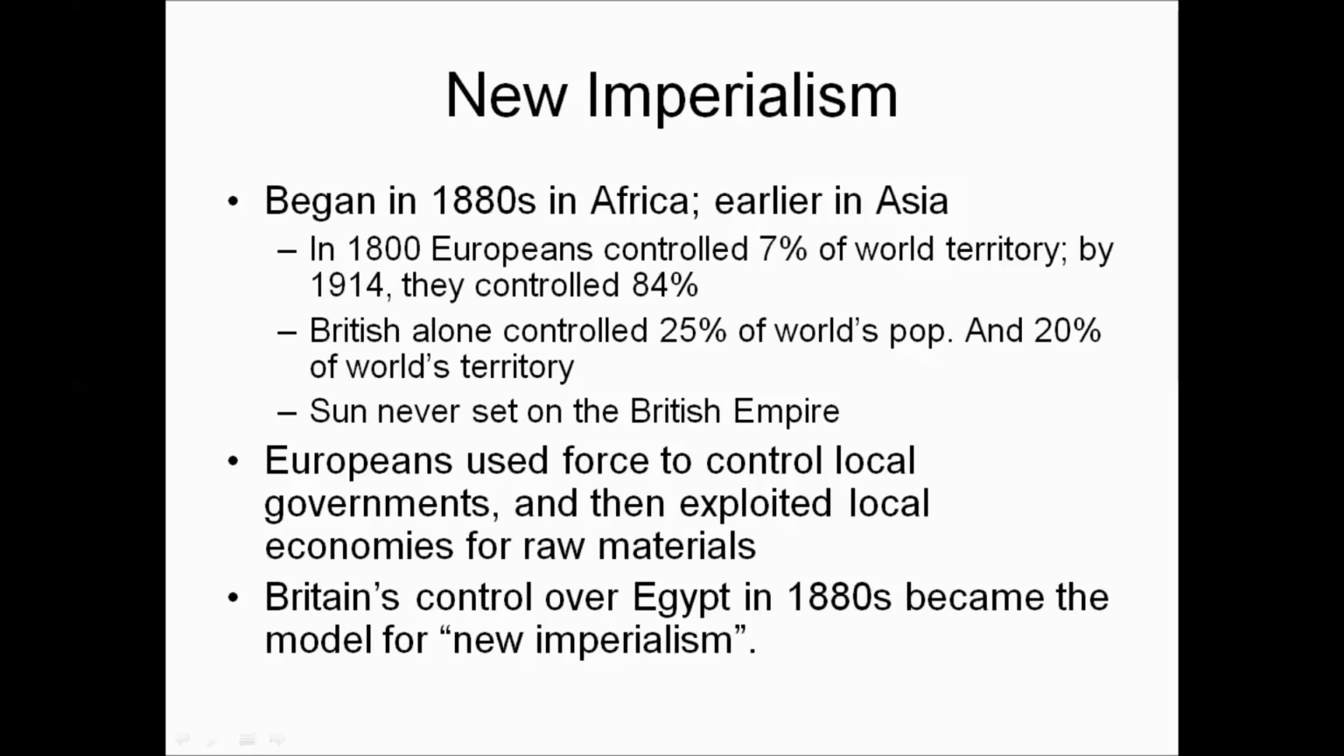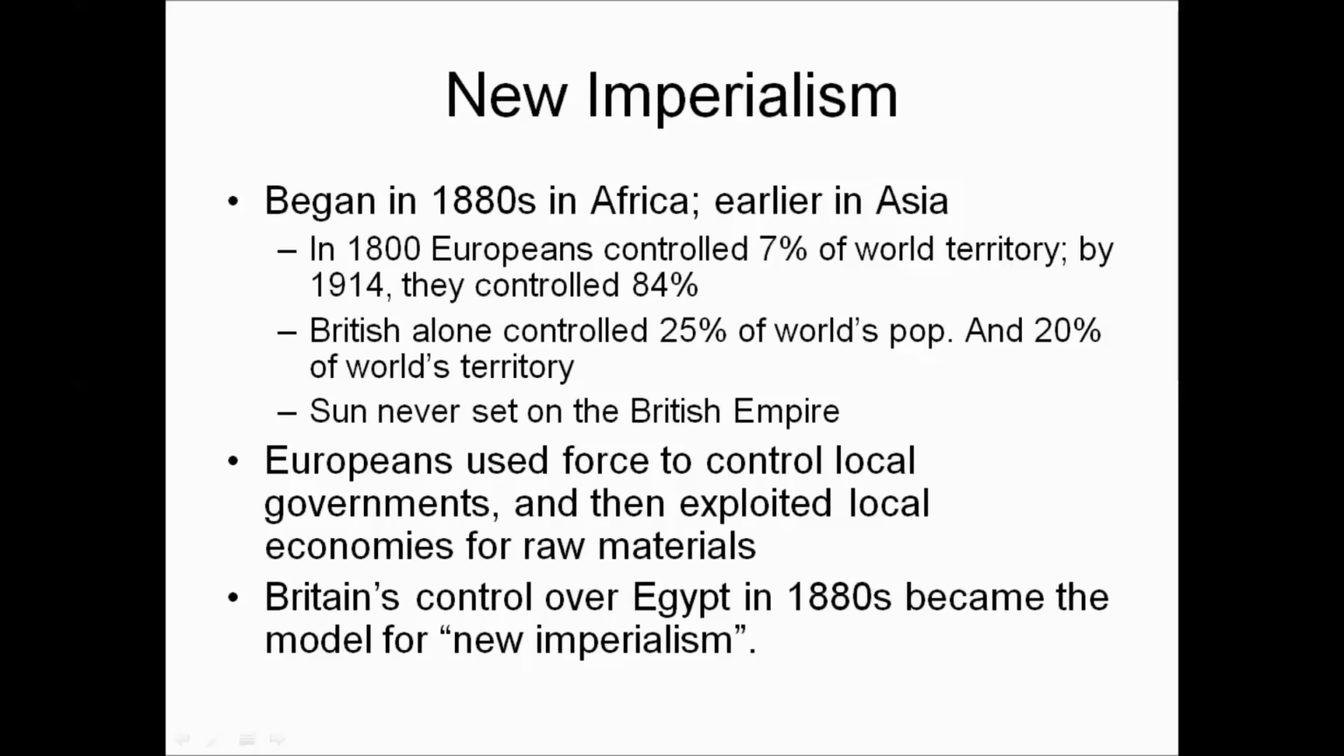Britain's control over Egypt in the 1880s is going to be the model for new imperialism and is going to be that first inroad into setting up a true protectorate or colony in Africa, and then it will spread to a lot of other European countries scrambling to get their piece of territory.